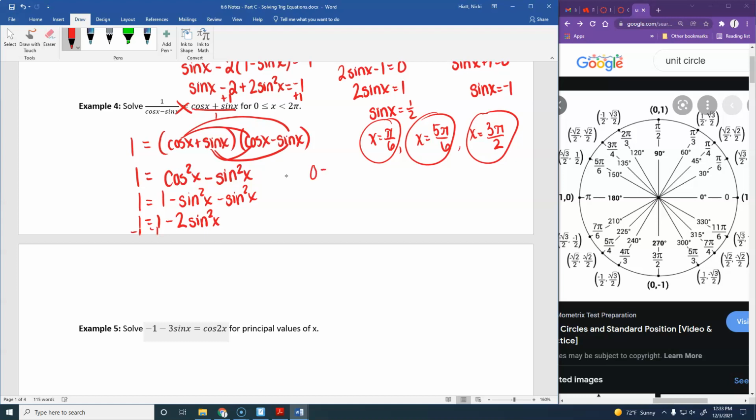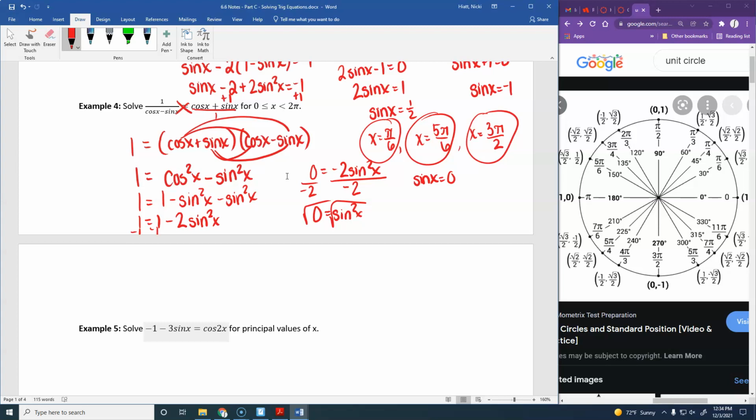We will get 0 equals negative 2 sine squared x. We can divide by negative 2. So 0 equals sine squared x. And we can square root both sides. Normally, we would put a plus or minus sign whenever we do that. But because this is 0, that doesn't make sense to do in this case. So we're just going to have sine x equals 0.